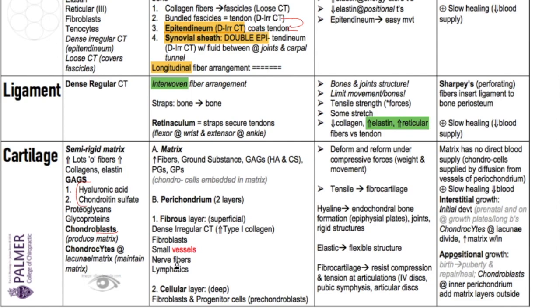And it's going to have vessels and nerves and lymphatics. Okay, it's going to have big stuff. It's going to have fibroblasts and big stuff like vessels, nerves, and lymphatics, and it's going to have connective tissue.